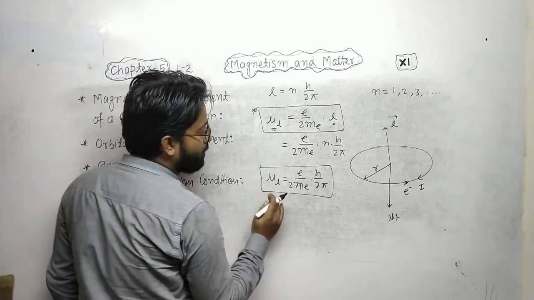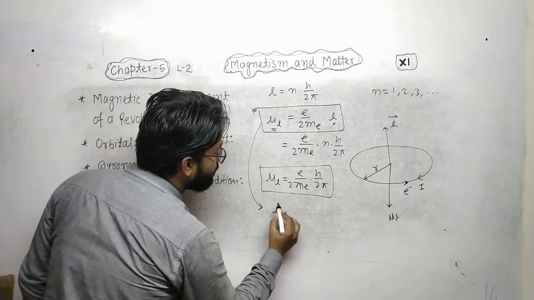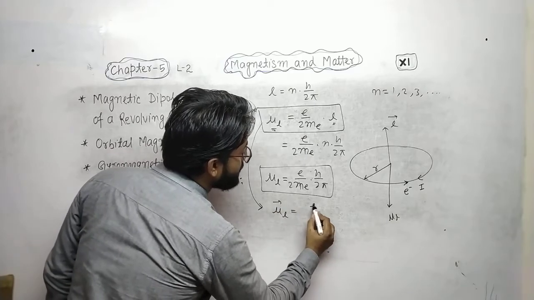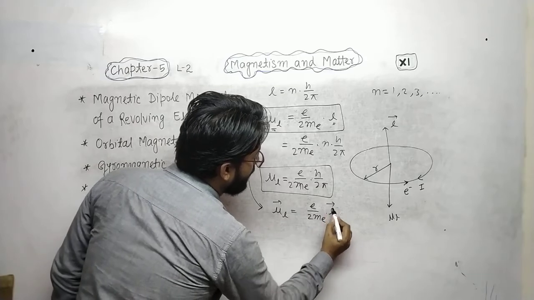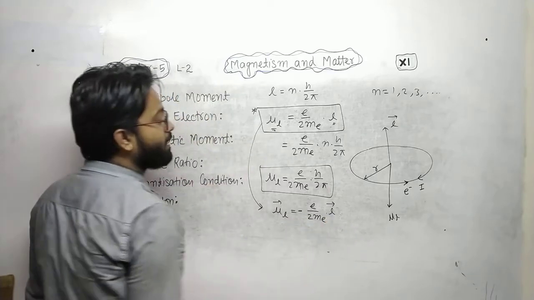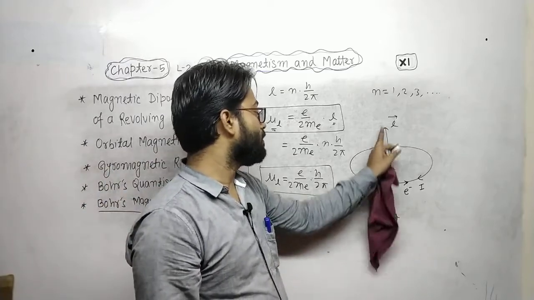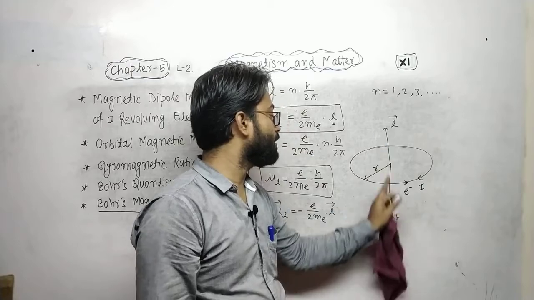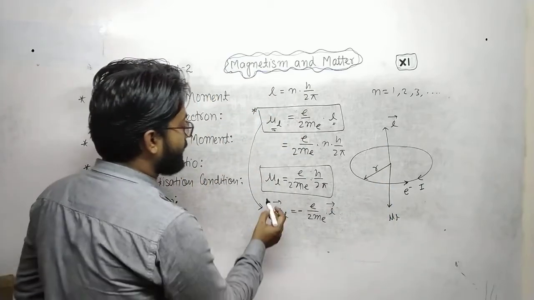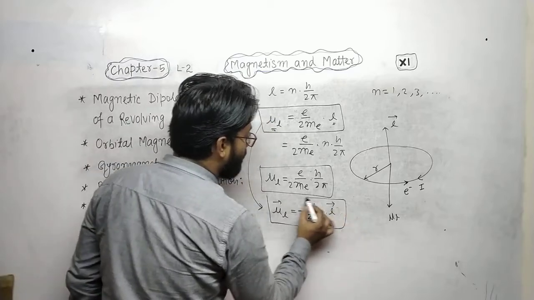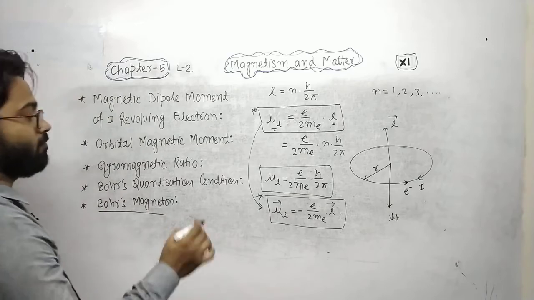Now this formula in vector form can be written as e upon 2 m e into vector L, but there should be a minus sign. Why the minus sign? Because the angular momentum and magnetic moment are in opposite directions. This is the vector form relating orbital magnetic moment and angular momentum.